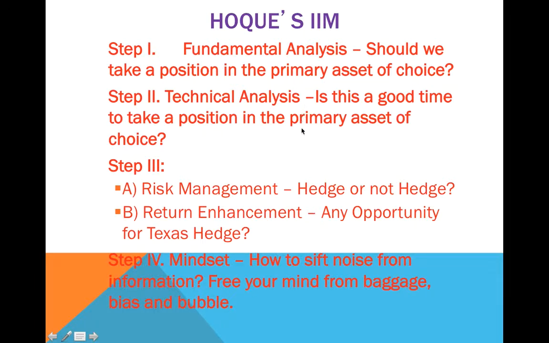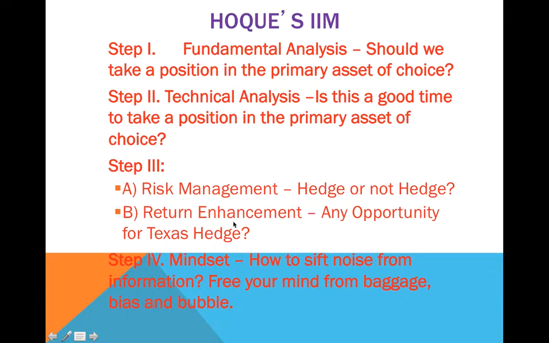Technical analysis is where you are going to ask, is this a good time to go long or go short? So it's about that market timing. And risk management is whether you're going to hedge or not hedge. This is the whole issue of normal backwardation and contango.